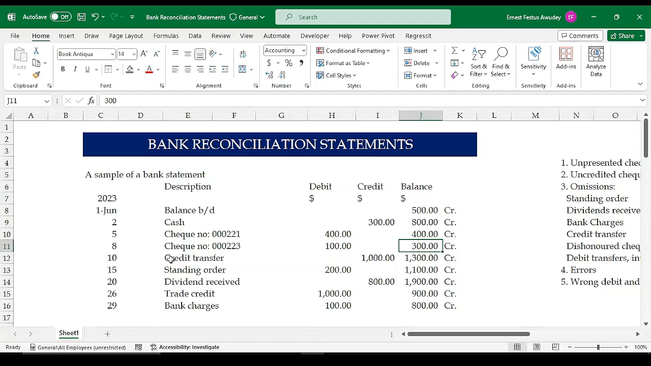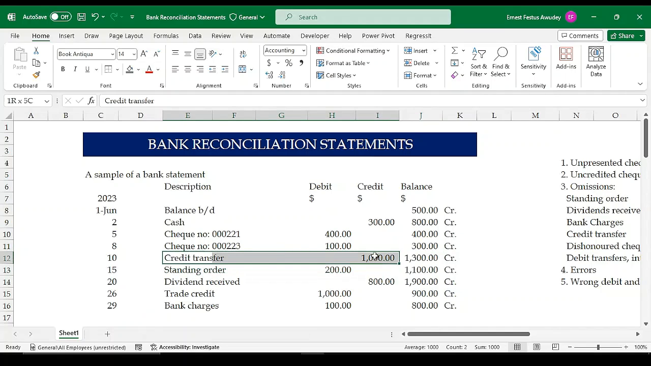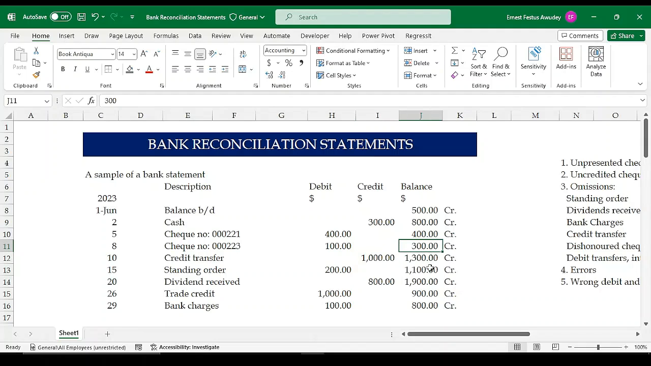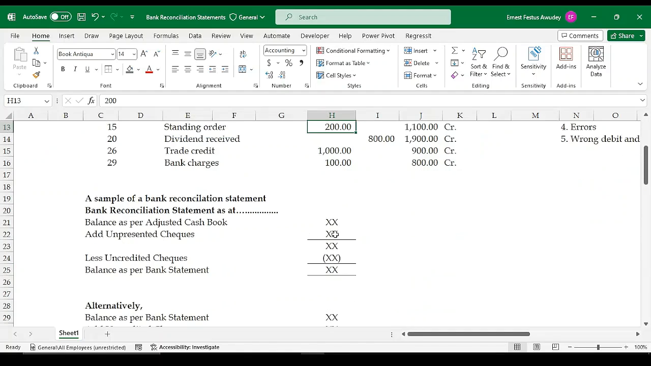Then there is a credit transfer. The name is credit transfer. Later I'll explain what credit transfer means. You have received a credit transfer of $1,000, and since it's a credit, it has been credited to our bank account, and that has increased our balance to 1,300. That means that we have added it to the existing balance of 300 to make it 1,300. Then there is a standing order of 200 that has reduced the balance to 1,100.